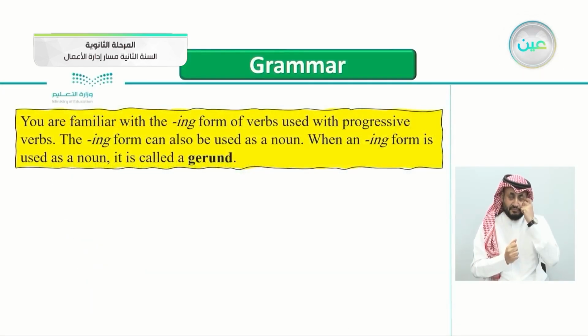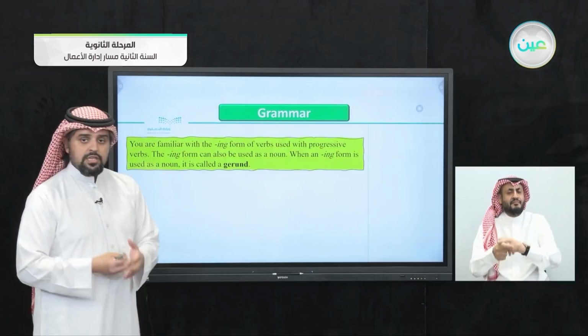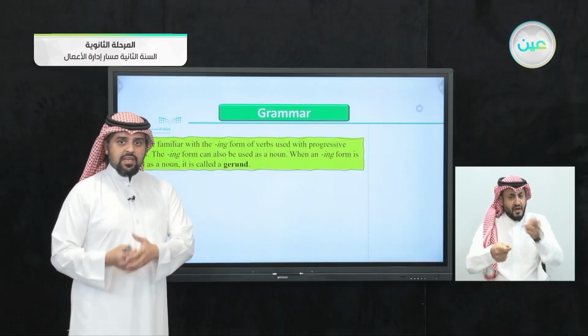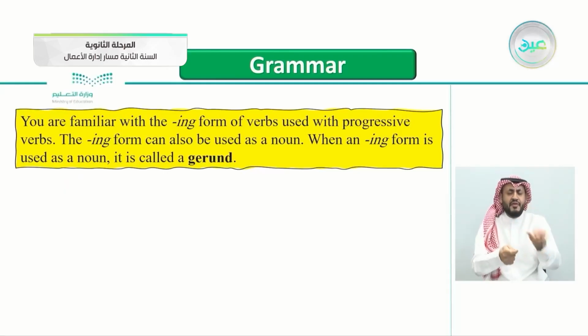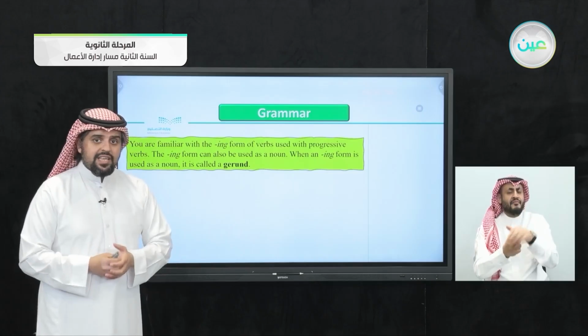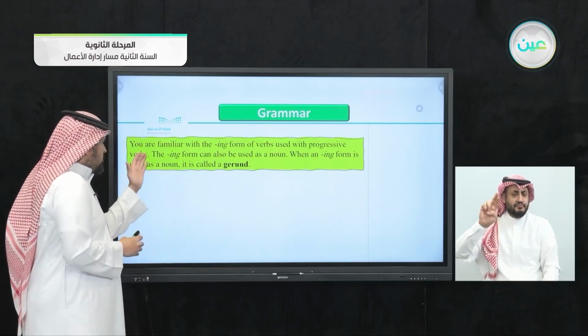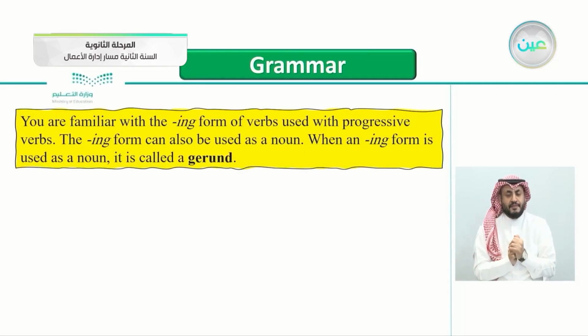So you are familiar with the ing form of verbs used with progressive. Of course, you know progressive. We use ing with the progressive: I'm going, I'm sleeping, and so on. The ing form can also be used as a noun. When an ing form is used as a noun, it is called a gerund. So there's another use of the ing form that acts as a noun, and we call it a gerund.